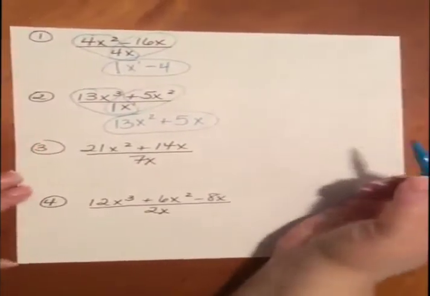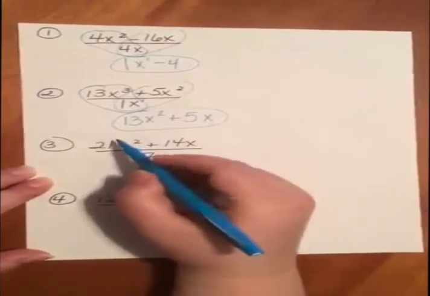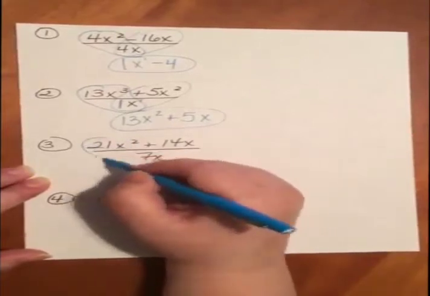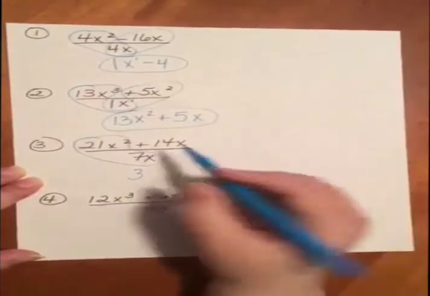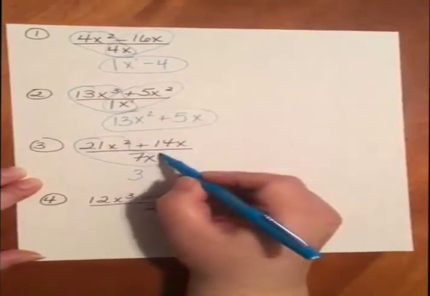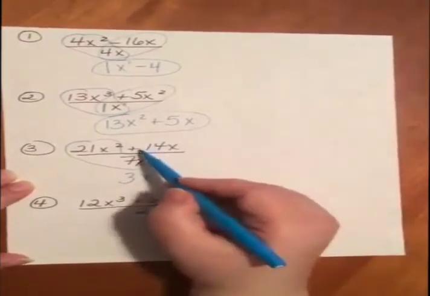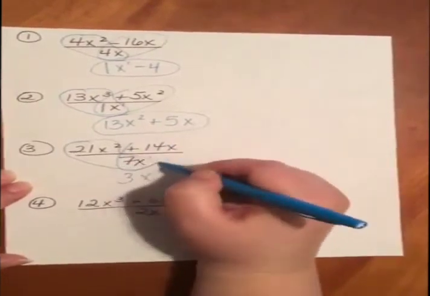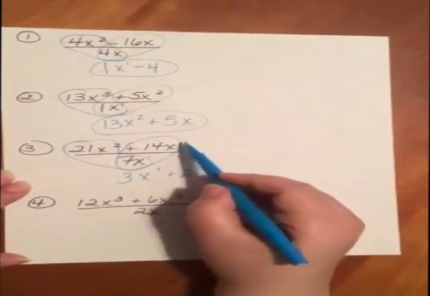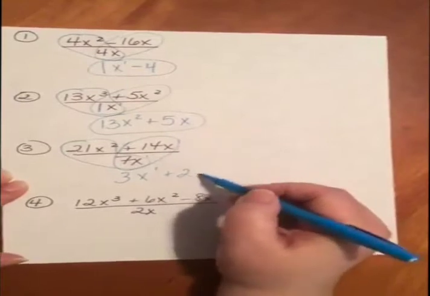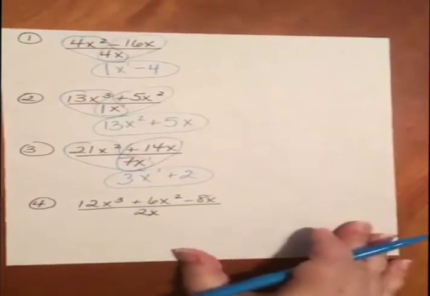For practice problem number 3, 21x squared plus 14x all divided by 7x. Again, take the 21x squared divided by the 7x. 21 divided by 7 is 3. There are 2 x's on top, 1 on the bottom, so 2 minus 1 is x to the first. And then positive 14x divided by the 7x. Positive 14 divided by 7 is a positive 2. There's 1 x on top, 1 on the bottom. They both cancel out, so there are no x's left. So your final answer is 3x plus 2.